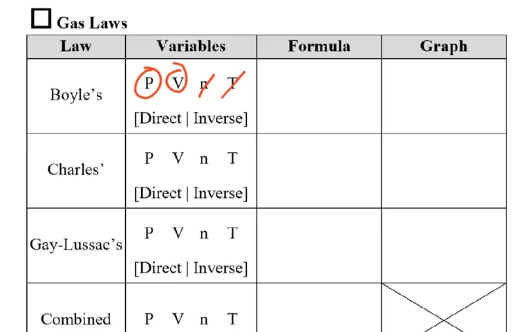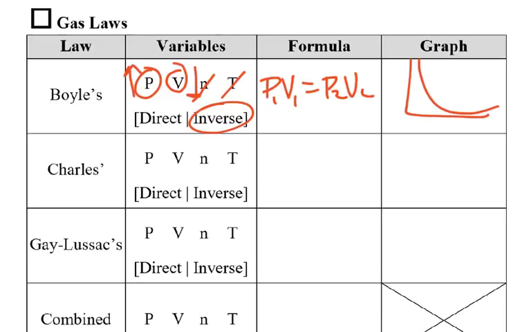That means that the number of moles and the temperature remain constant all the time. If we increase the pressure on a sample of gas, the volume goes down, so this is an inverse relationship. PV is a constant, so we say P1 V1 equals P2 V2. And the graph for that would be a curvy sort of graph.